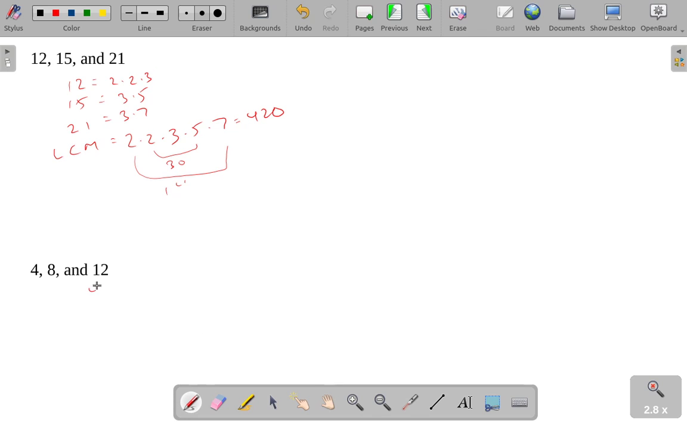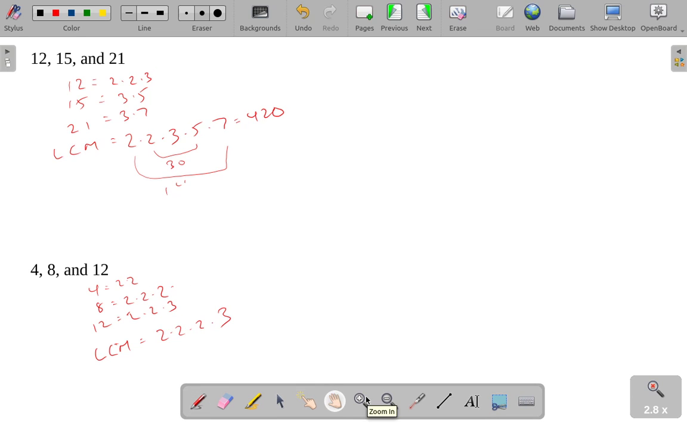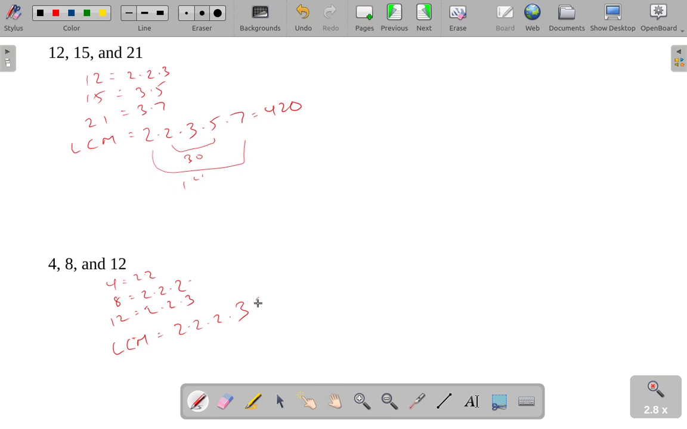Let's see, if we have 4, which is 2 times 2, 8, which is 2 times 2 times 2, and 12, which is 2 times 2 times 3. My least common multiple here, look through the 2's. This one says I need 3 2's, and that's my strongest requirement. This one says I need a 3, and that's everything, so my least common multiple here is 24.